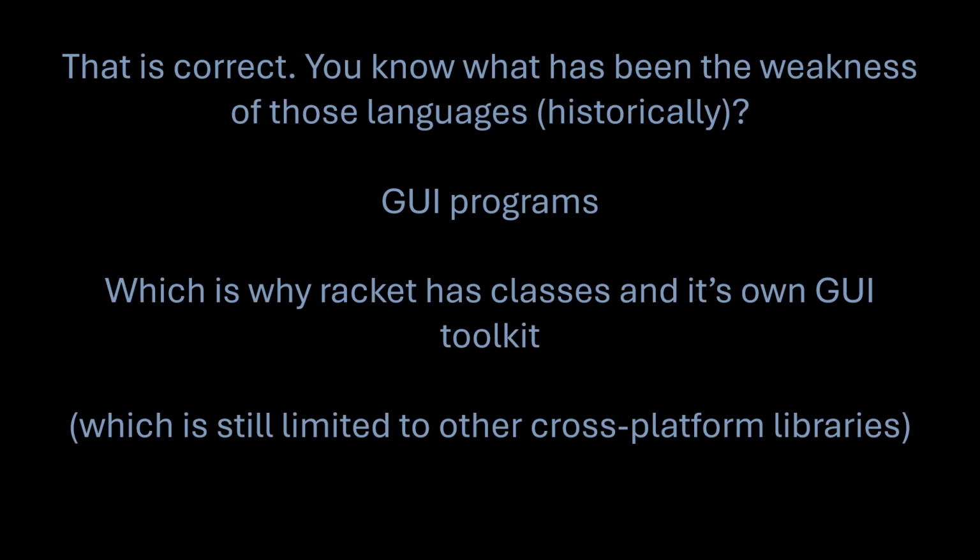So that is a historical weakness of functional programming, and the reason is that GUI programs are just stateful. They change state all the time. They have a lot of global state. They manipulate a lot of state, and they change state constantly. And that is something that functional programming languages, by design, try to abstract away and use as little as possible.